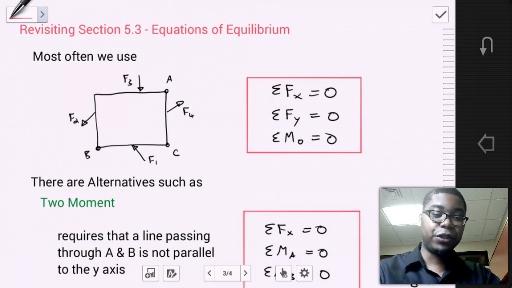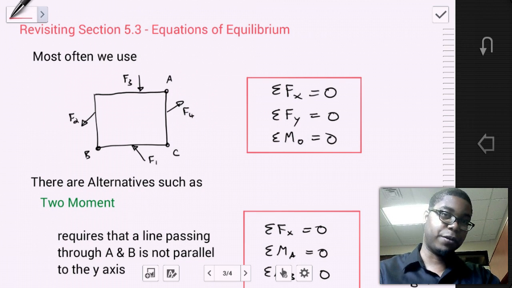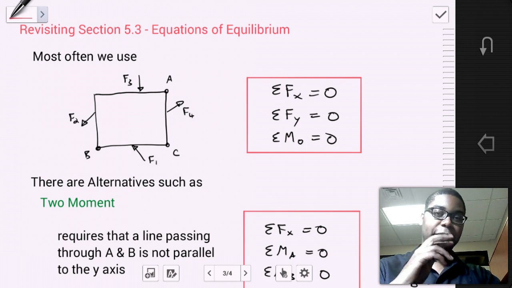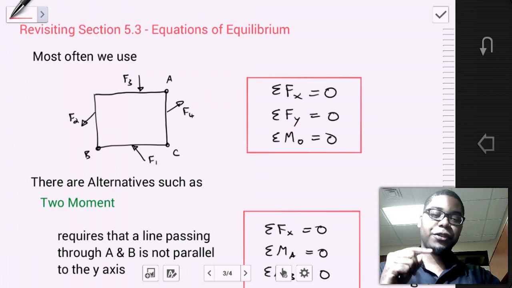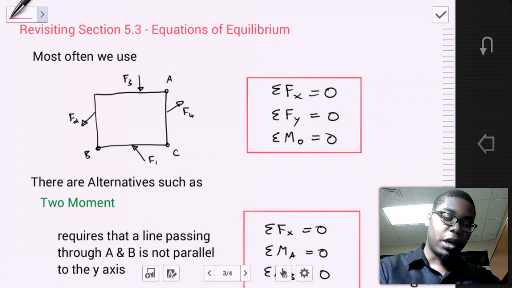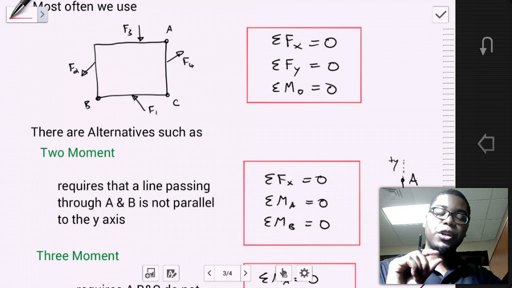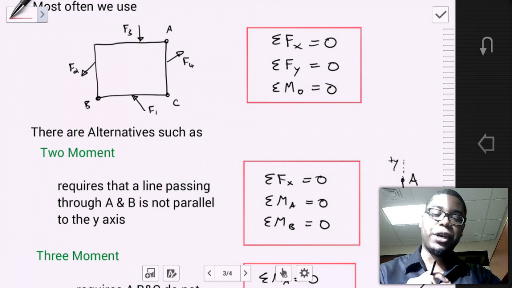The first approach, which is a classic approach, is where we use the sum of the forces in the X, the Y, and the moment about O equal to zero. So we have two force equations in the X and Y directions, and a single moment equation where point O is a point of our choosing. Another method is to use two moment equations, where we use two sum of moments equations and one force equation as our three equilibrium equations.